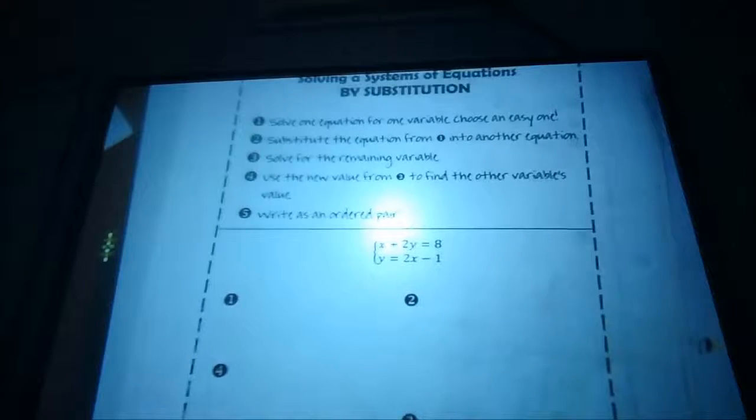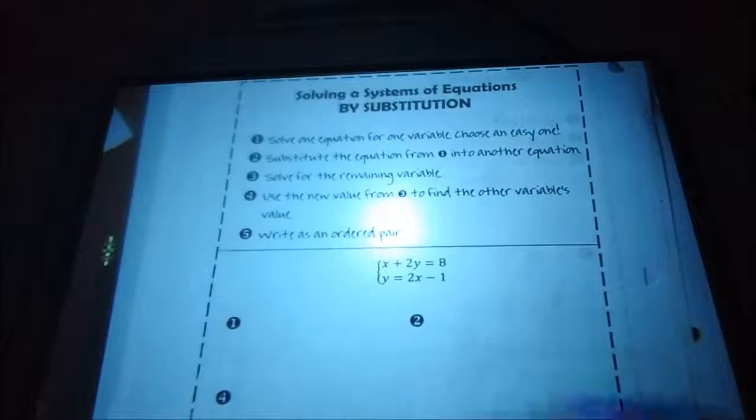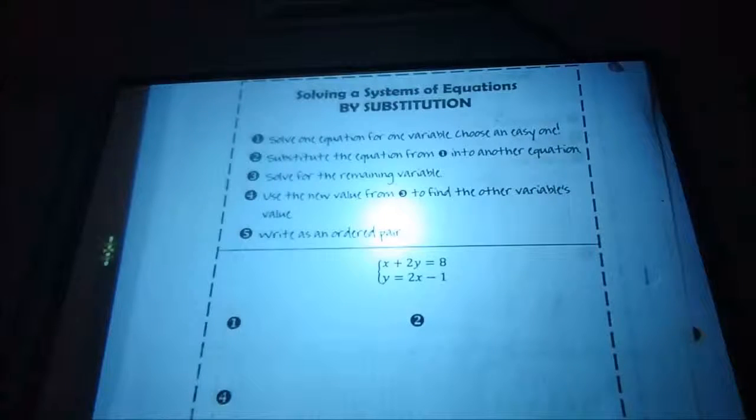Okay, so this is your step-by-step procedure, something you could refer to for your test. Solving systems of equations by substitution. Same steps essentially written on the top. Solve one equation for one variable. It says choose an easy one.